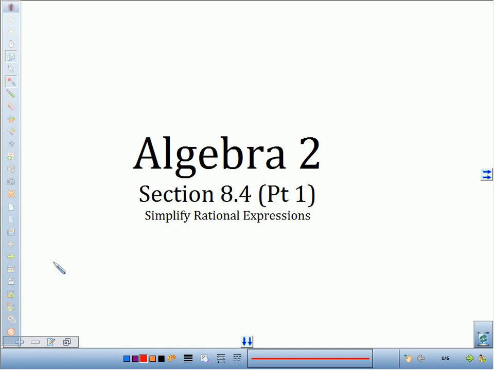These are the notes for Algebra 2, Section 8.4. This is Part 1 of 2 parts of 8.4. This part is looking at simplifying rational expressions. Now, a rational expression, of course, is an expression that has a variable on the bottom of a fraction.